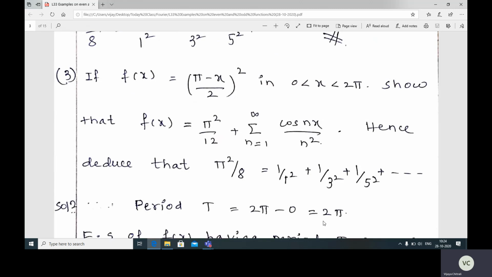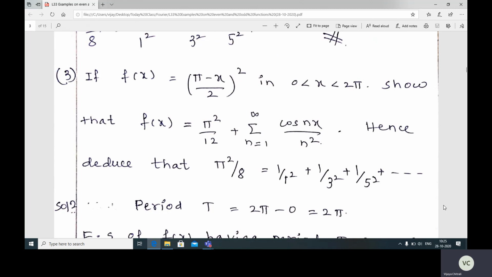If you get f of minus x equal to f of x, it is an even function, and here obviously bn is 0. We need to calculate only a naught and an. And if f of minus x is equal to minus f of x, the given function is an odd function. You need to calculate only bn, and a naught and an are both equal to 0.